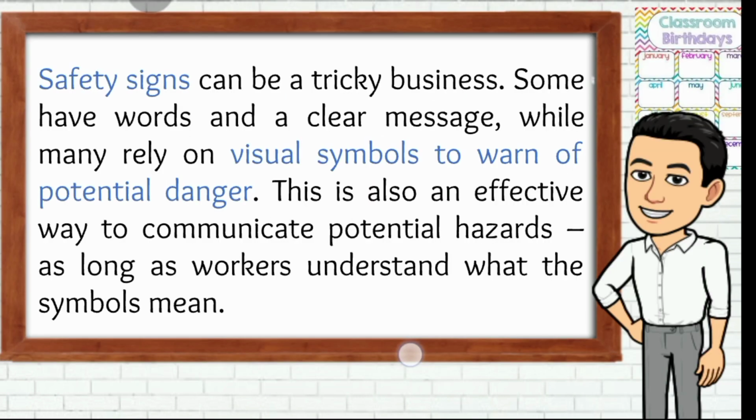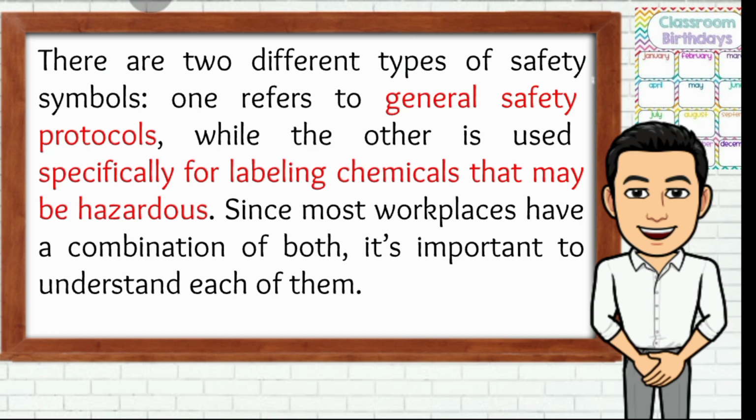So, safety signs can be tricky business. Some have words and a clear message, while many rely on visual symbols to warn of potential danger. This is also an effective way to communicate potential hazards as long as workers understand what the symbols mean. There are two different types of safety symbols. One refers to general safety protocol, while the other is issued specifically for labeling chemicals that may be hazardous. Since most workplaces have a combination of both, it is important to understand each of them.